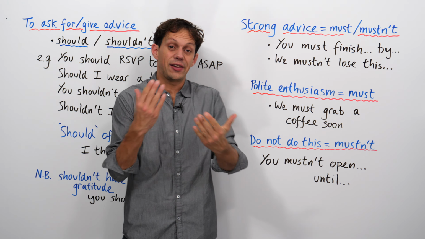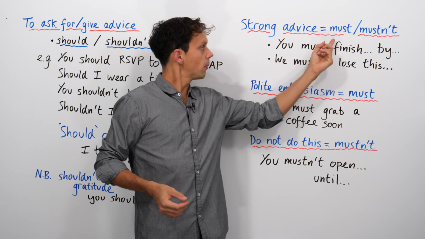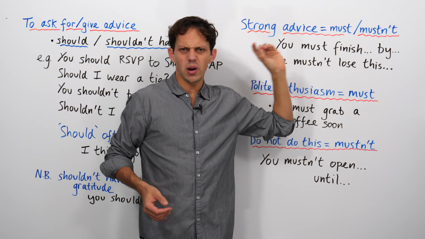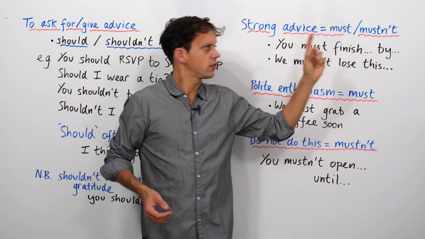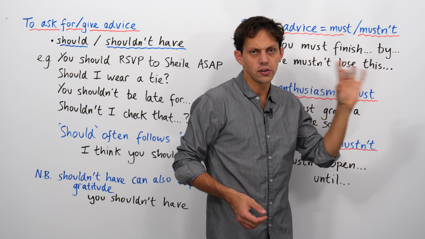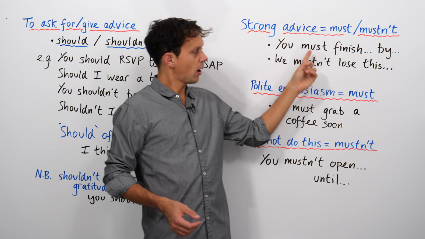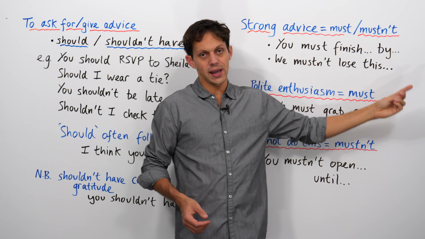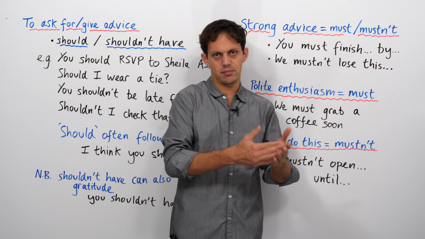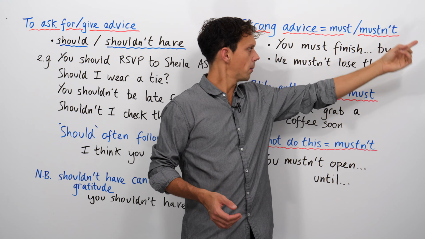Right, if the advice is a little bit more urgent, a little bit more vital, then we use must or mustn't. Can we just pronounce that? Mustn't. Mustn't. So the T is practically silent. Mustn't. Mustn't. You must finish the report by 5 p.m. Bam. No questions. The guy or the lady has to do it. You must finish the report by.